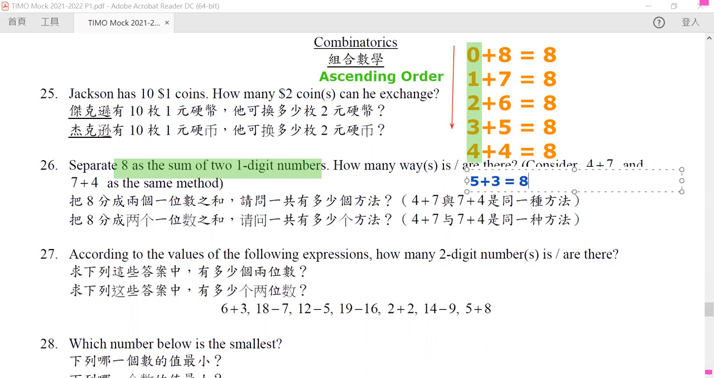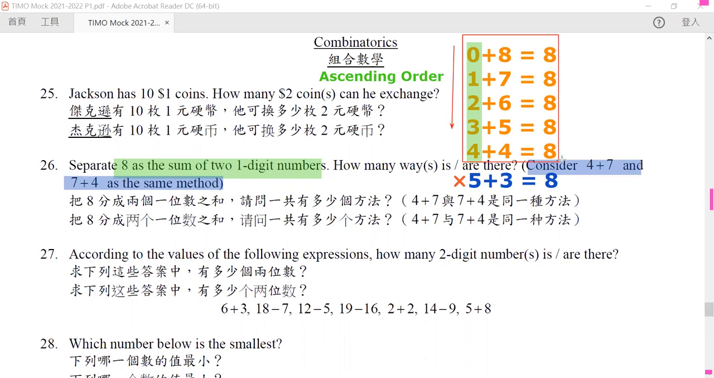But 5 plus 3 is equal to 8 is not acceptable. Why? Because we consider them both as the same method. In here, consider 4 plus 7 and 7 plus 4 as the same method. So in here, we do not count this. We only count the different distributions on our top. So how many numbers are there in here?